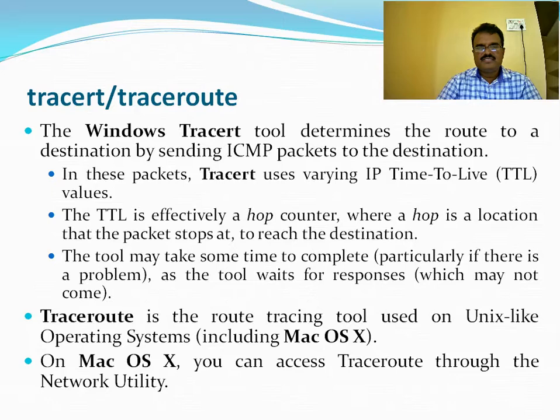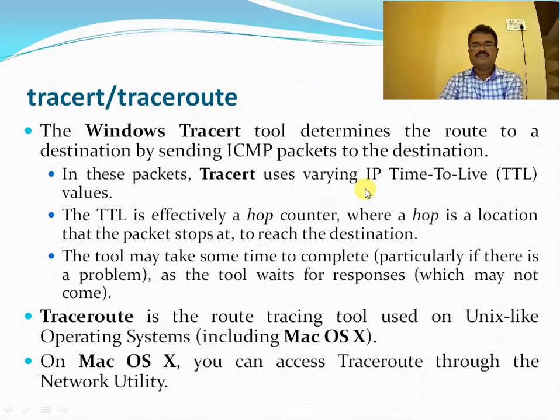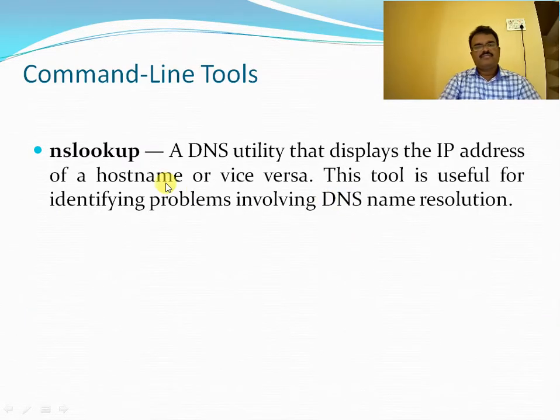Next, traceroute is the route tracing tool used in Unix-like operating systems, including Mac OS X. On Mac OS X, we can access traceroute through the Network Utility. So this is about tracert and traceroute. It's a tool for troubleshooting the network. Next one, the command line tool nslookup. It is a DNS utility that displays the IP address of a host name or vice versa. This tool is useful for identifying problems involving DNS name resolution.